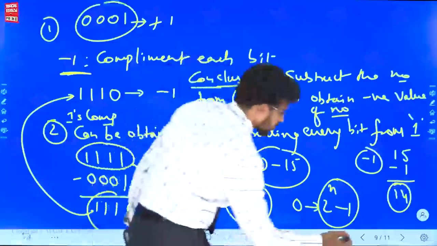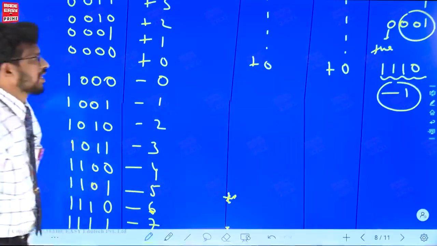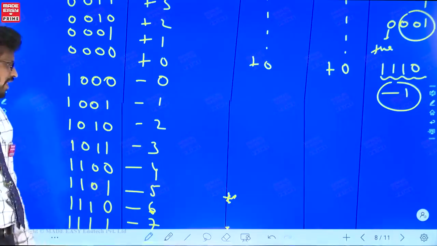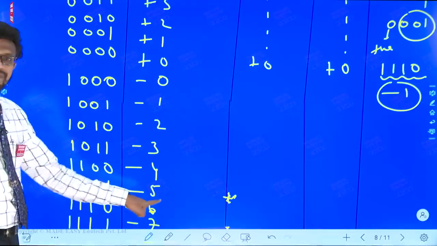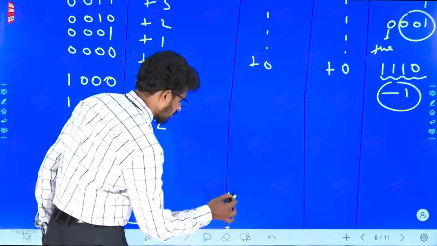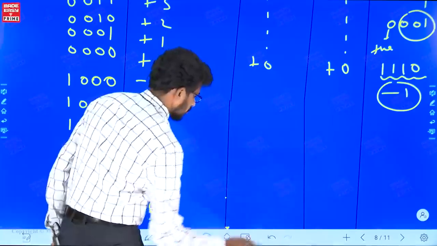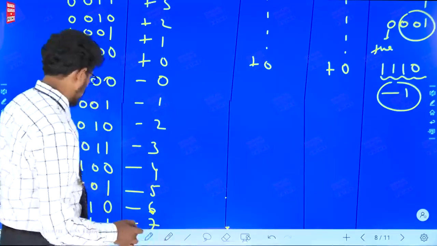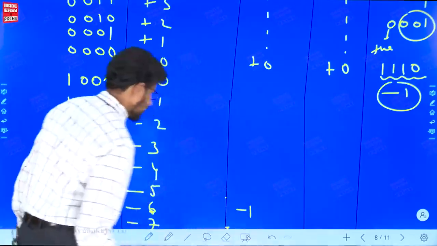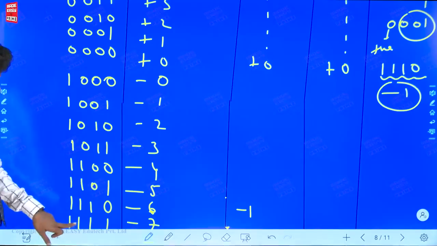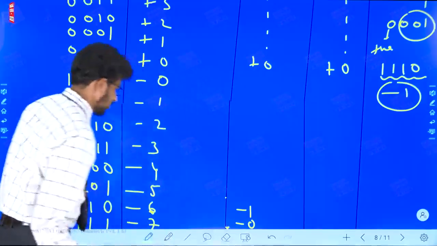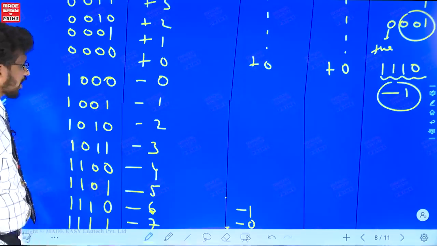Come back to the previous page. Now you tell me, from this discussion, what is the minus 1 value? That is 1110. So here, if you observe carefully, this 1110 is actually the minus 1 value. Fine. So 1111 should be what? Minus 0. Okay. Right.